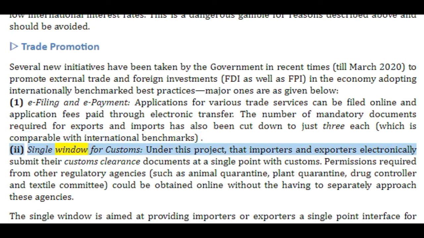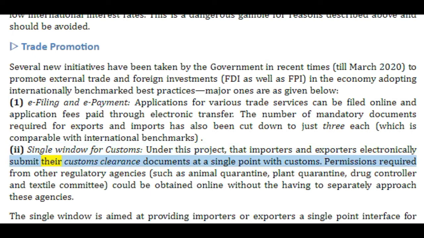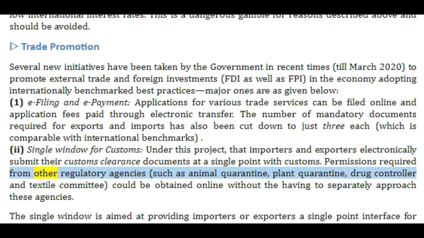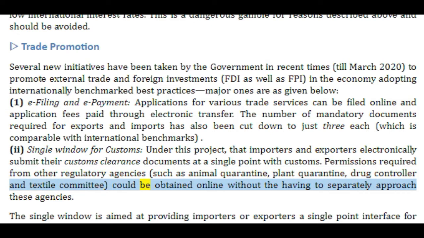2. Single window for customs. Under this project, importers and exporters electronically submit their customs clearance documents at a single point with customs. Permissions required from other regulatory agencies, such as Animal Quarantine, Plant Quarantine, Drug Controller and Textile Committee, could be obtained online without having to separately approach these agencies.